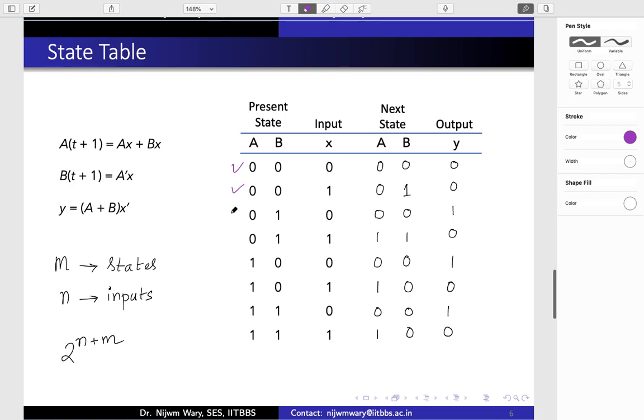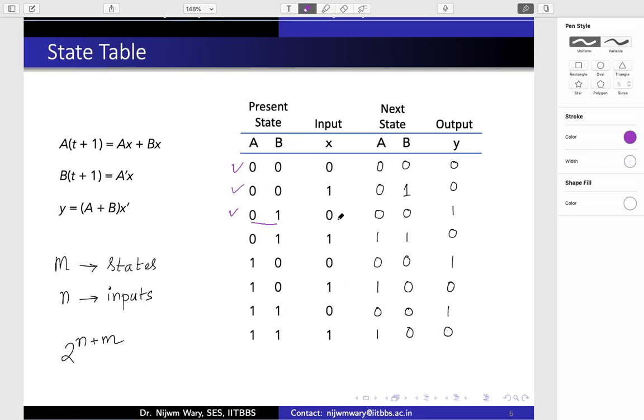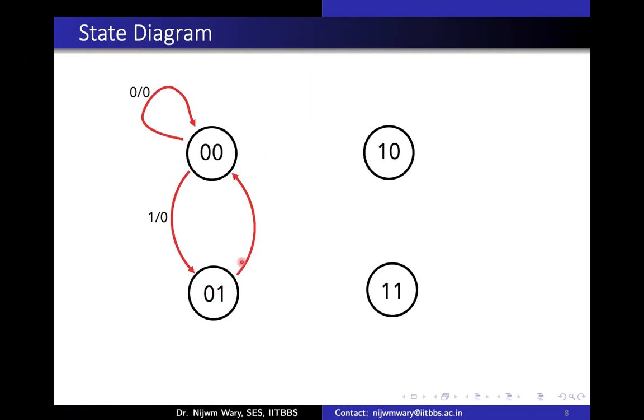Now if we see this third row, my present state is 0 1. I am focusing here on 0 1 and my present input is 0. Then my next state will be 0 0, it's going back to 0 0, and my output will be 1. So my present state is 0 1 and the next state will be 0 0.